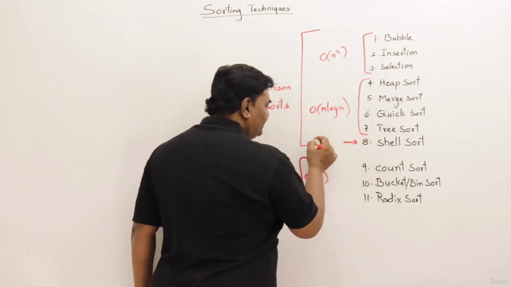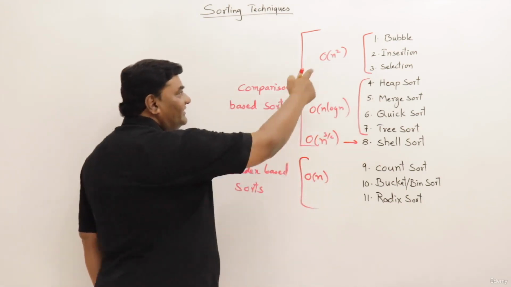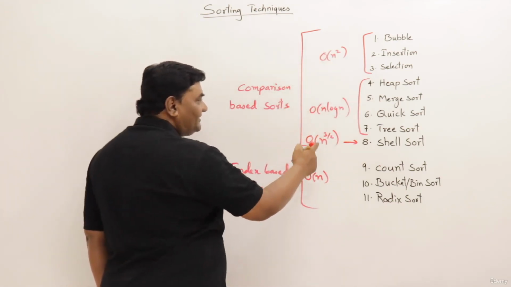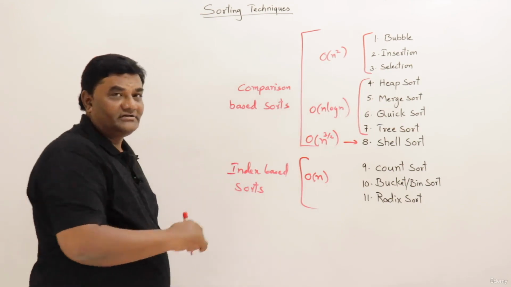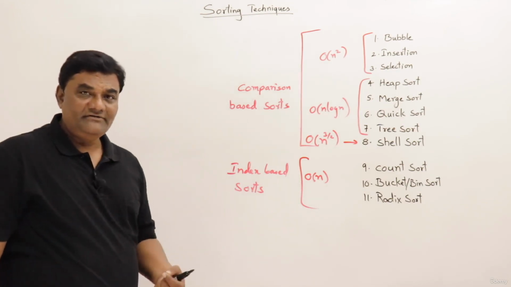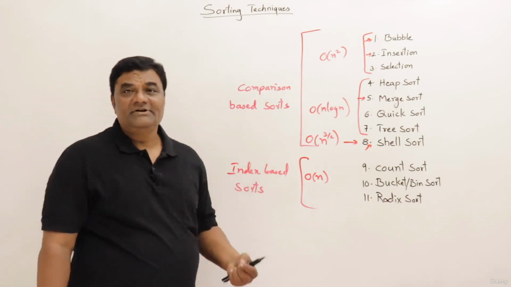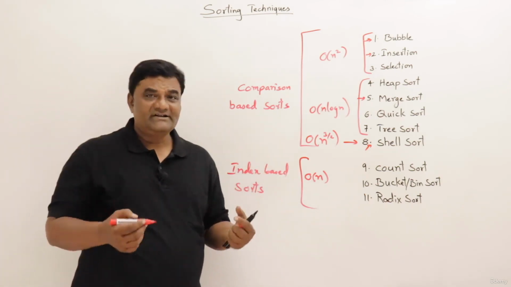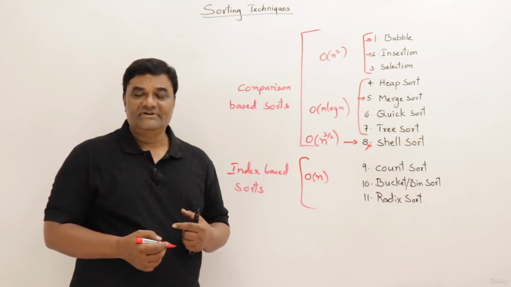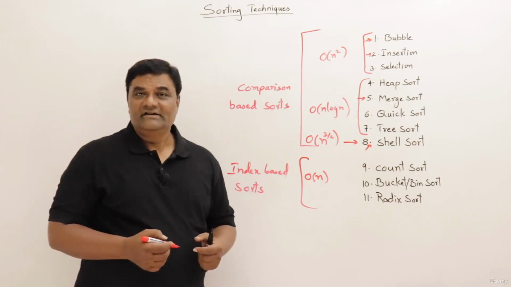This sorting is n power 3 by 2. So it is faster than this one, but slower than n log n. Shell sort is 3 by 2, 1.5, n power 1.5. Which one is adaptive, which one is stable, I am going to explain along with the algorithm. When I discuss it, I'll analyze it thoroughly.